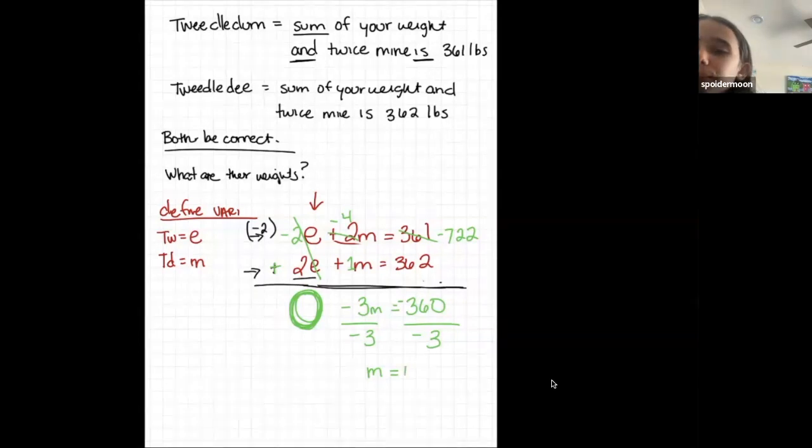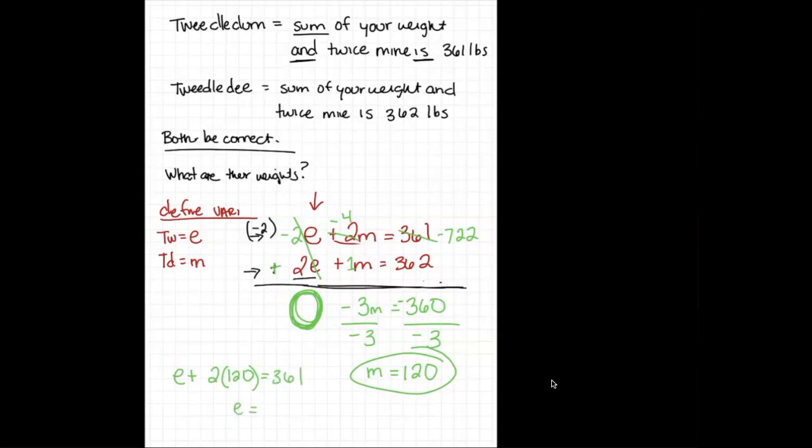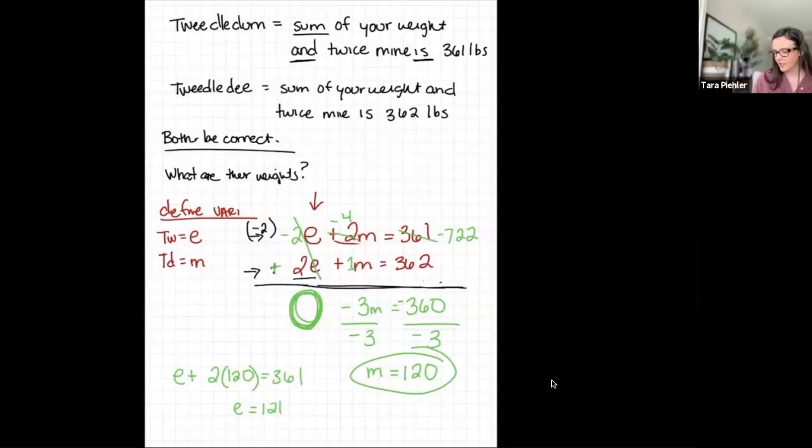120. Oh, look at that. Wow. Grace is right. And then you substitute m into one of these equations, right? So now we just plug in m. If we say E plus 2m equals 361, what does E equal, guys? 121. Very, very good.